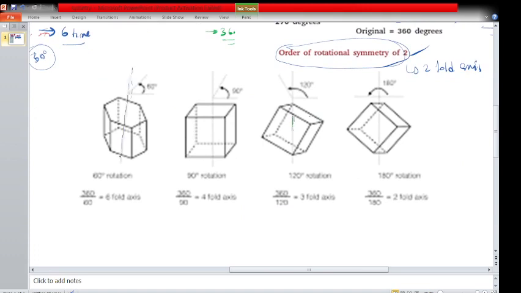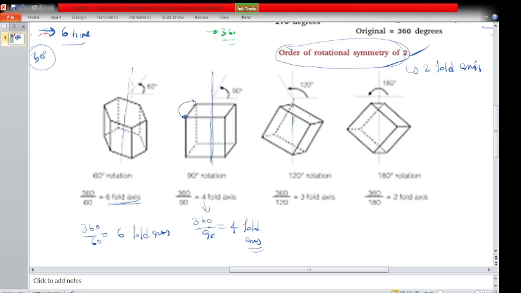So if you consider this case, we already discussed this case, that is having 6 times you will be getting the same shape within one complete rotation, which is 360 by 60, that is 6, and we call this a 6-fold axis. And in this case, if you consider this kind of cubic structure, and if you rotate that by 90 degrees, then also we will be getting the same shape, right? So this point will reach this point after rotation of 90 degrees, and 360 by 90 will be the number of times that the same shape appears, which is 4, so this is 4-fold axis symmetry.